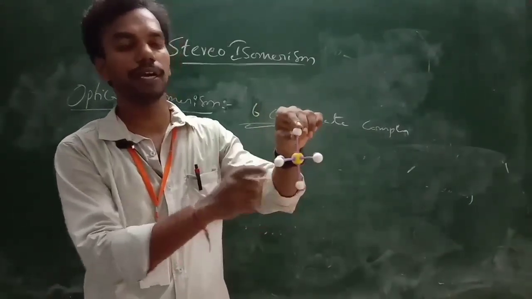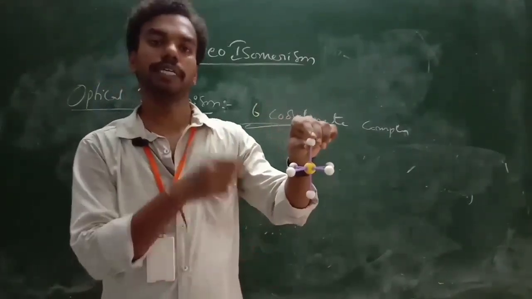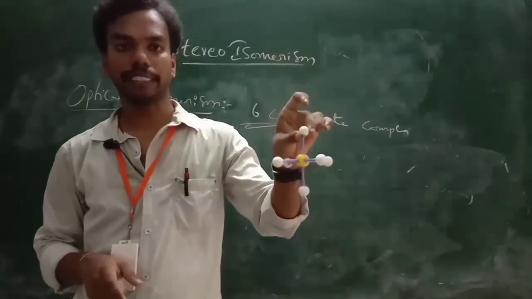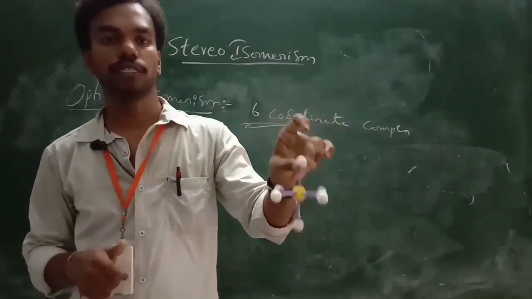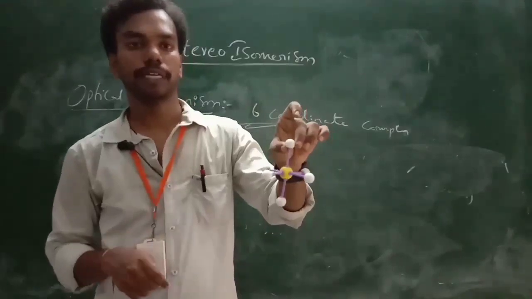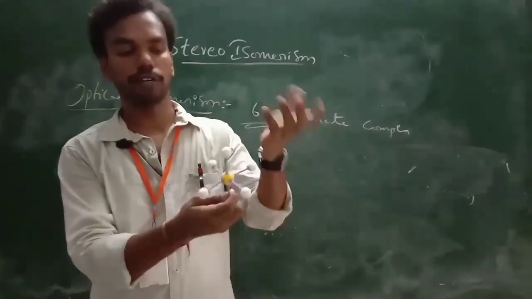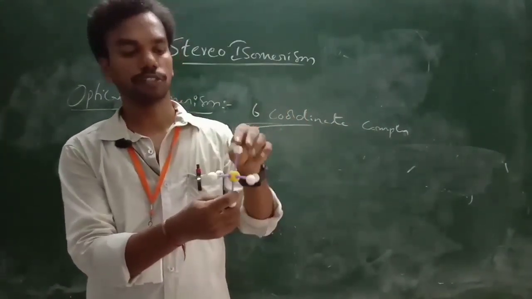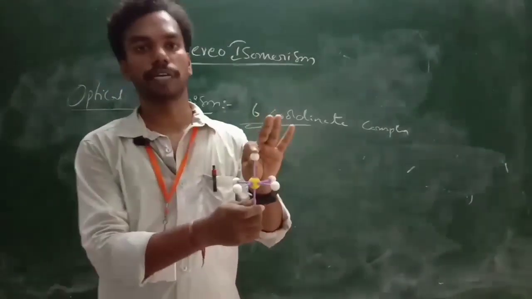No, because it is having a plane of symmetry, center of symmetry, axis. It is having all types of symmetries. So the first condition is not fulfilled. So that's why this complex is not showing any optical isomerism, and not showing geometrical isomerism also, right?